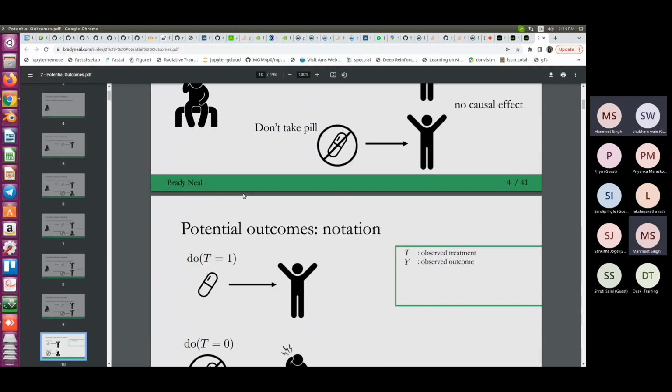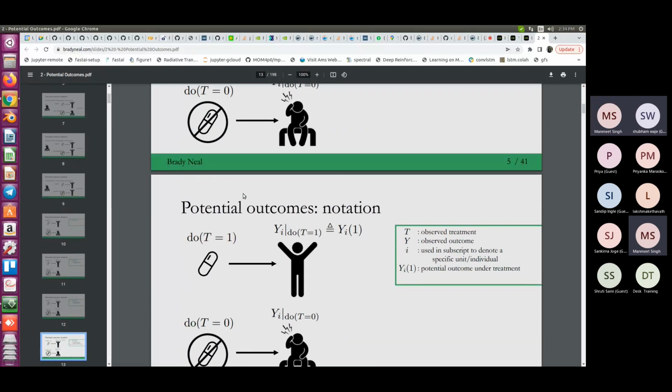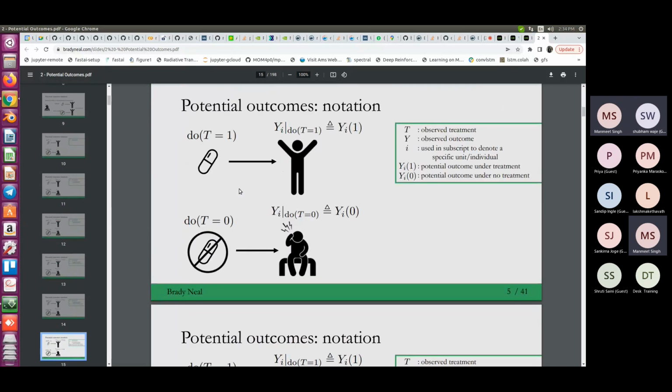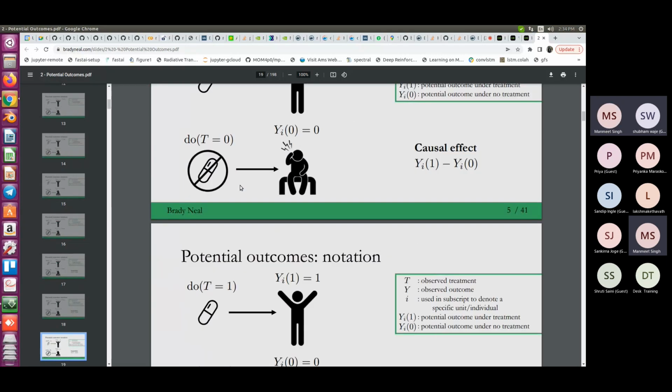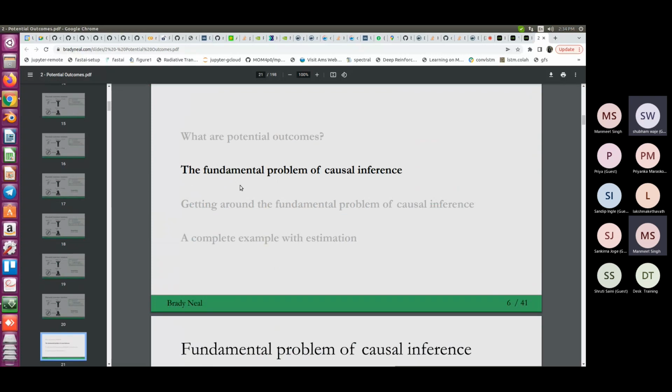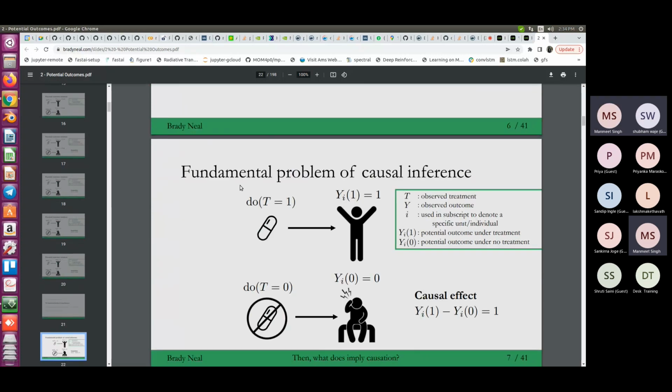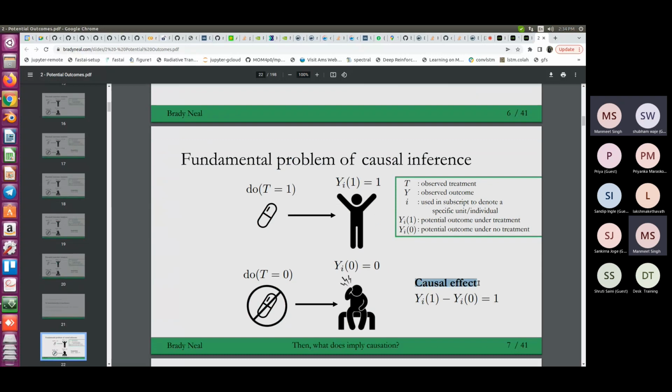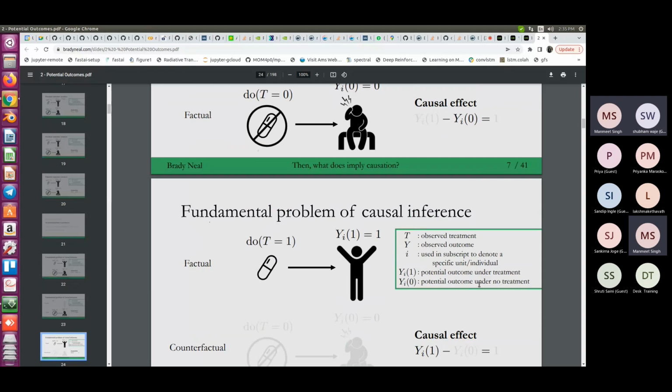Okay, so these are all similar slides. Anyways, so this is about potential outcome. Now, the fundamental problem of causal inference is to find out the causal effect. So you want to estimate what is the efficacy of your treatment, whether you should give the treatment or not. To decide that, you should know what is the causal effect of that treatment.